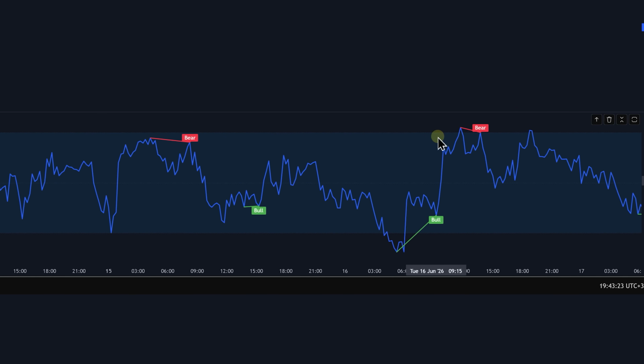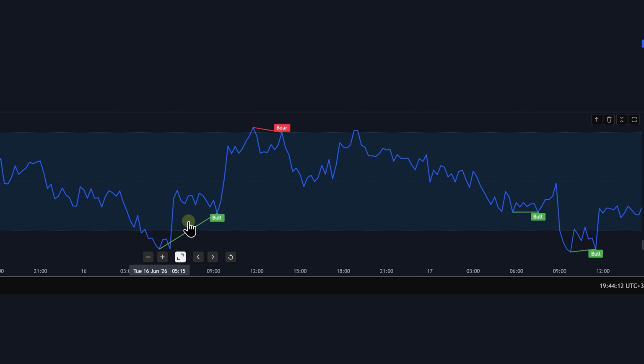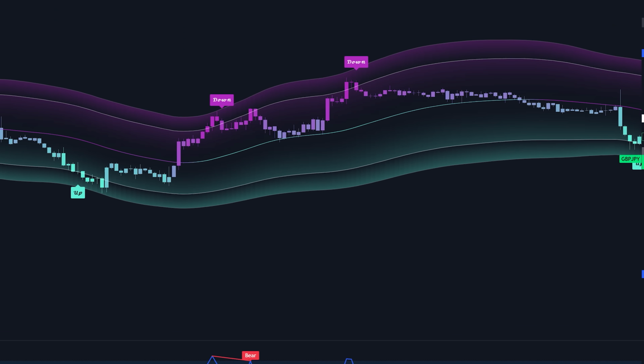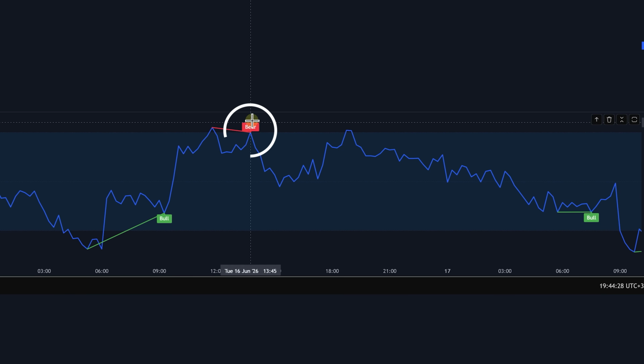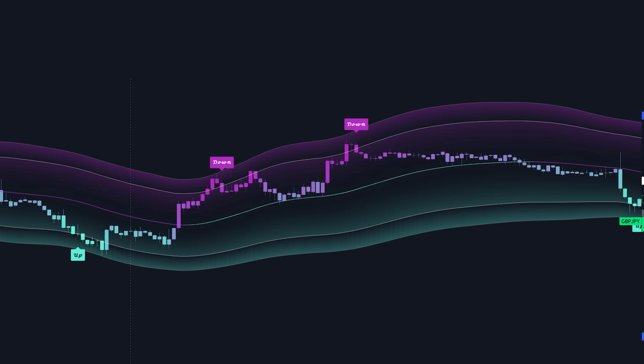A bullish divergence is when an indicator like the RSI creates higher lows while the price is creating lower lows, like here. A bearish divergence is the opposite. The RSI oscillator is creating lower highs while the price is creating higher highs, like here.